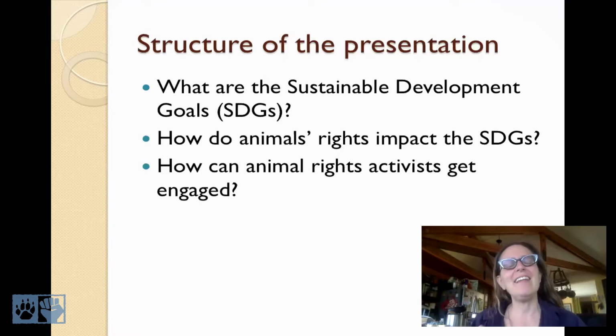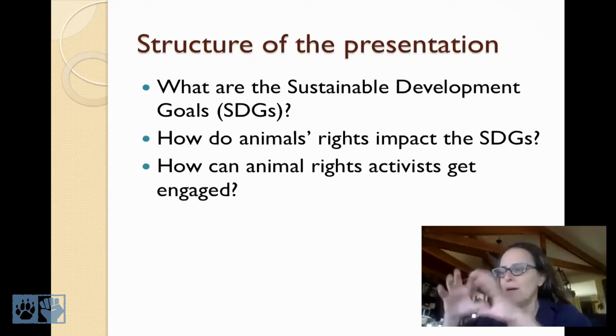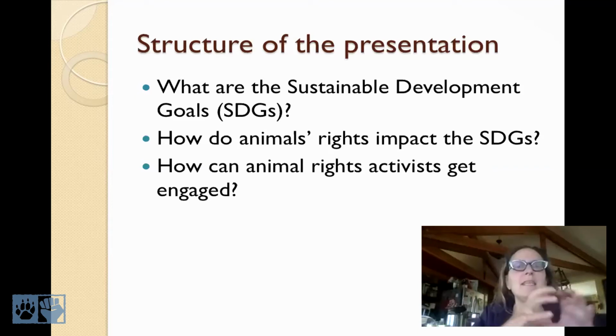And then the second part of the presentation is about the way that animal rights impact the Sustainable Development Goals. And my view is that this has not gotten close to the amount of attention it deserves in the global development discourse, and it should. And the final part of my presentation is some ideas about how animal rights activists can become engaged in these discussions, because it seems to me that sometimes global development discussions and discourse is going on in one space, and animal rights is sometimes in another space, and my hope is to bring these two together.